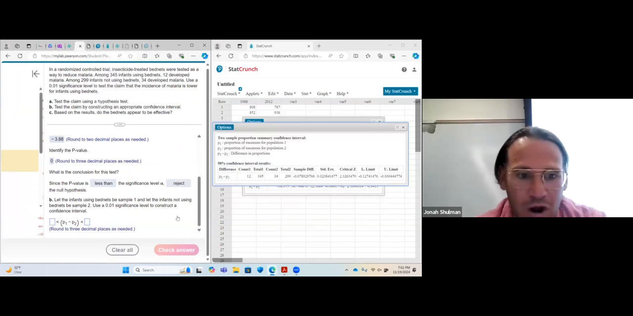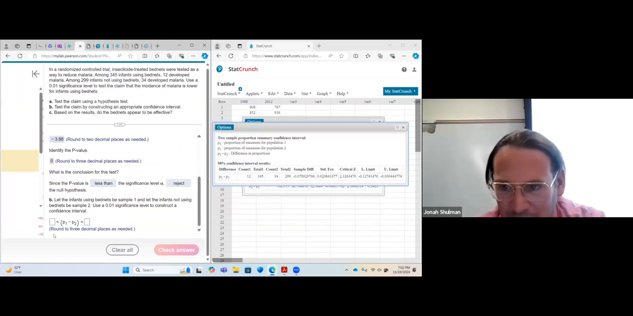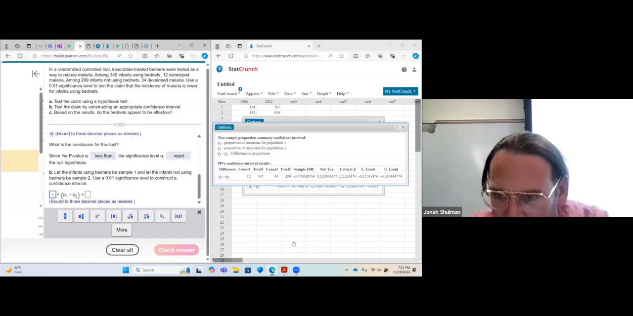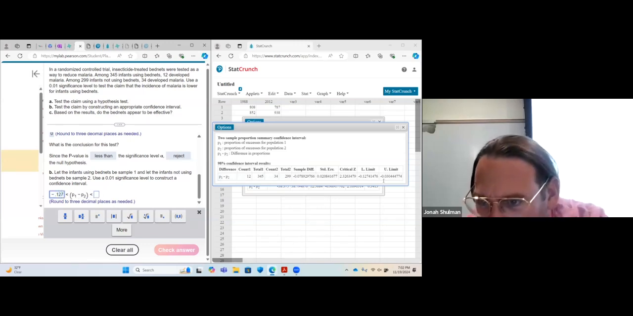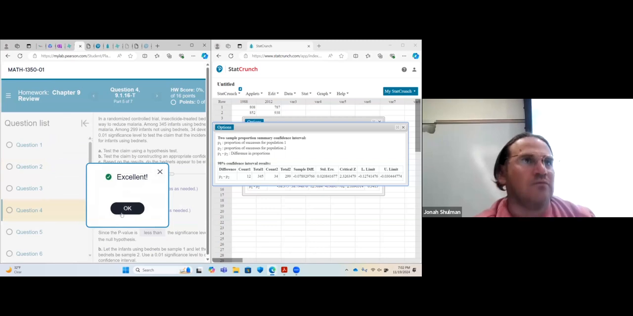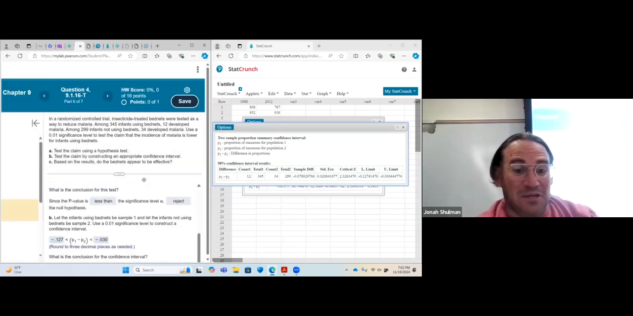So we know our lower limit is what? -1, how many decimals? 3. So it's -0.127, and the other one's going to be -0.030. Check answer. We got it. Thanks to SB. Not thanks to me.